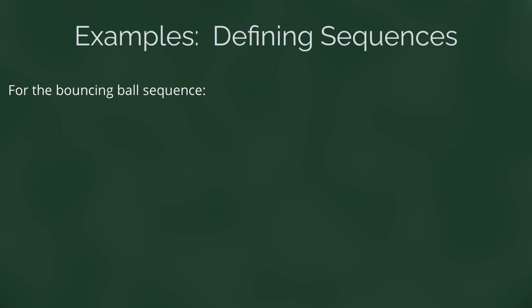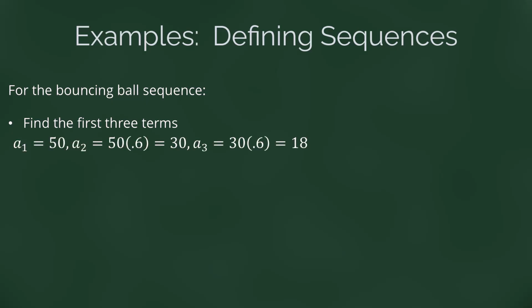We'll return to our motivating example, our bouncing ball sequence. And for our first task, let's find the first 3 terms of that. We know that the first bounce was 50. The second bounce is then 60% of that, so 50 times 0.6 is 30. And then our third bounce is going to be the second bounce, again times 0.6, so we get 30 times 0.6 or 18.